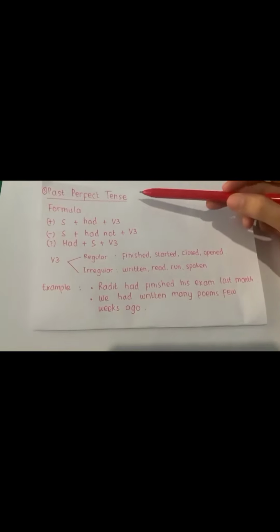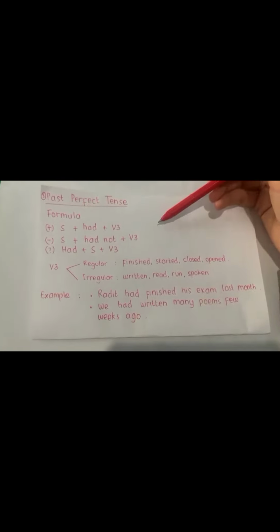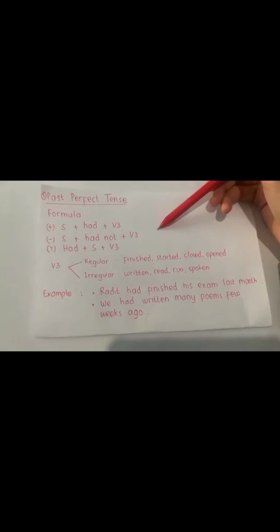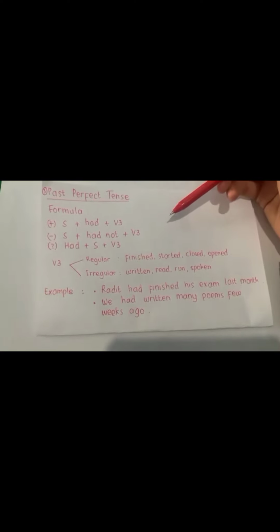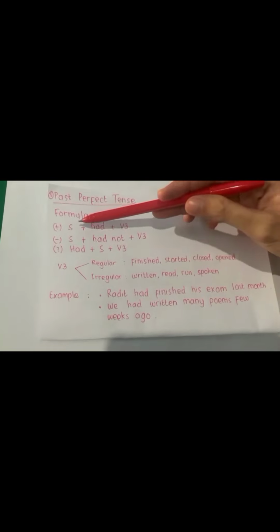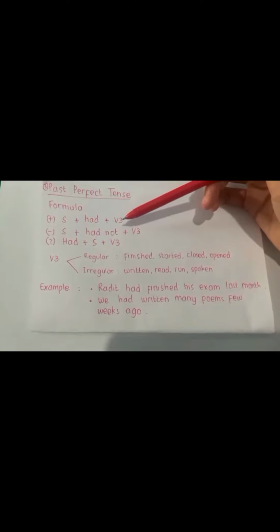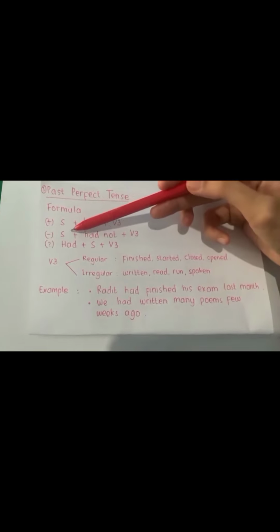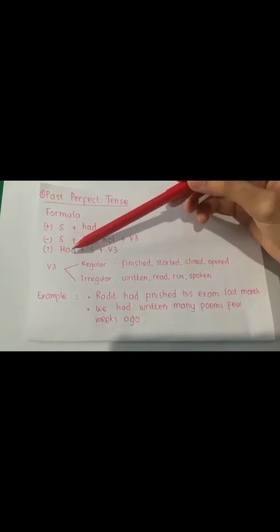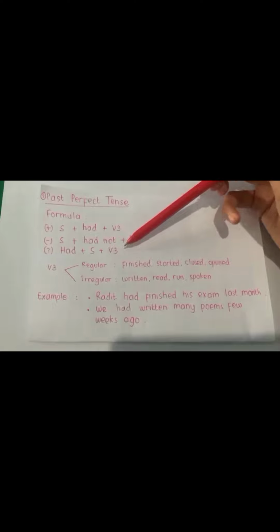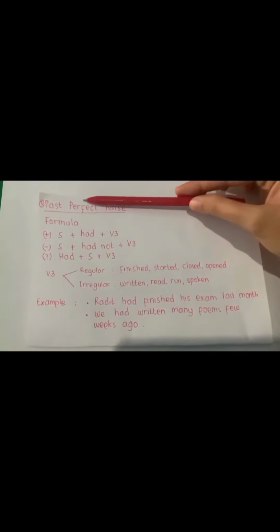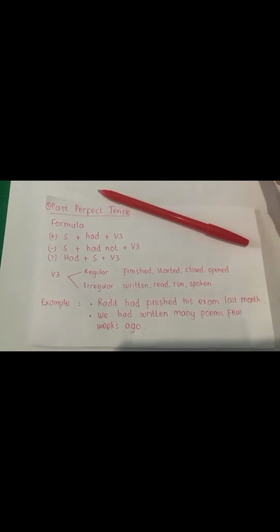Number 3, past perfect tense. Past perfect tense is also one of the past forms which shows the events that happened before another event happened in the past. It has the formula for the positive, subject plus had plus verb 3, and for the negative, subject plus had not plus verb 3, and for the interrogative, had plus subject plus verb 3. Like the simple past form, the verb is also changed into verb 3.